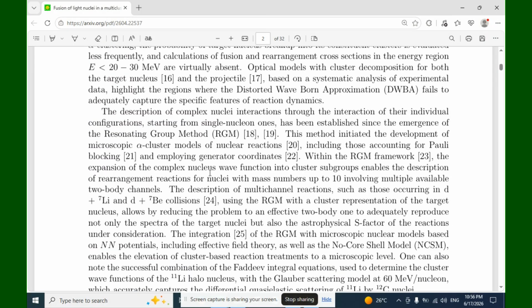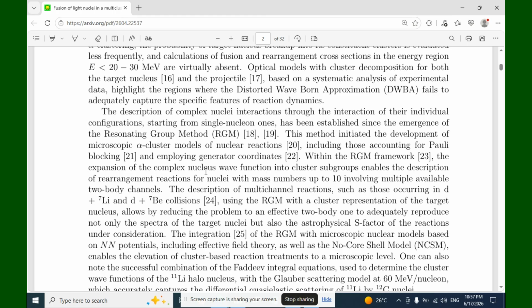The descriptions of complex nuclear interactions through the interactions of their individual configurations, starting from single nucleon ones, have been established since the emergence of the resonating group method, or RGM, which is related to references 18 and 19. This method initiated the development of microscopic alpha cluster models of nuclear reactions, including those accounting for Pauli blocking and employing generator coordinates.